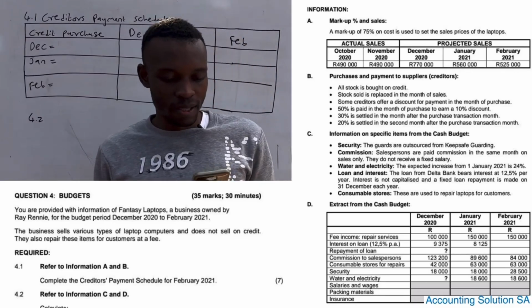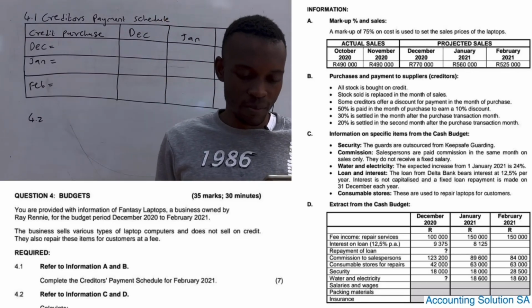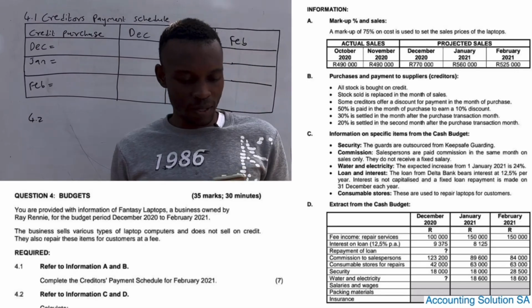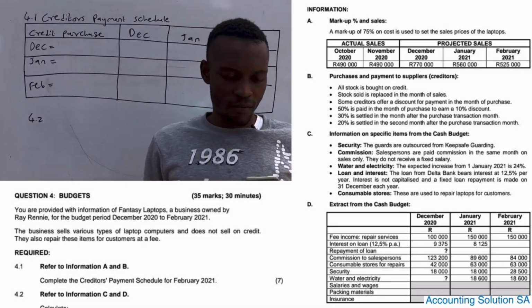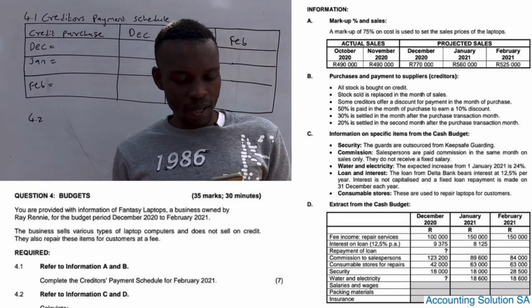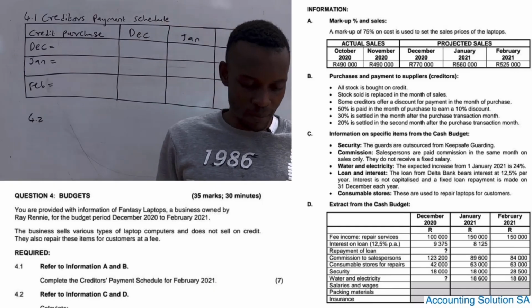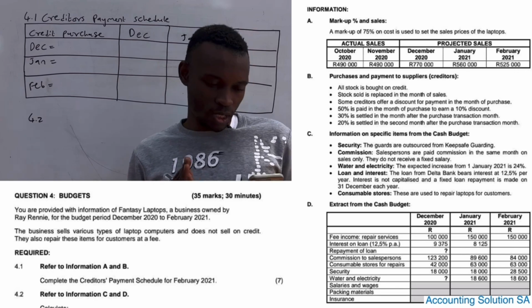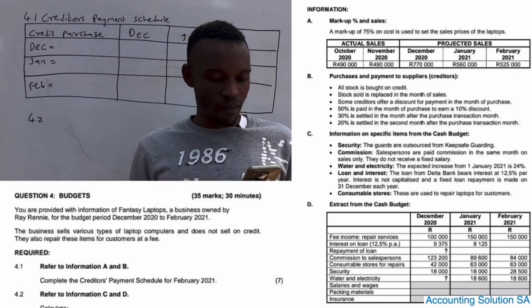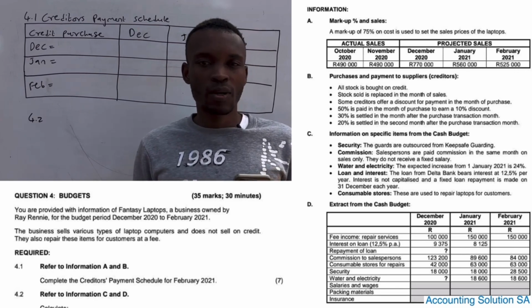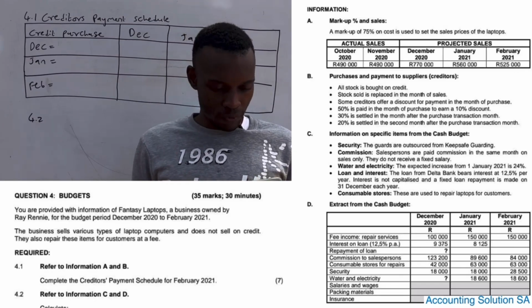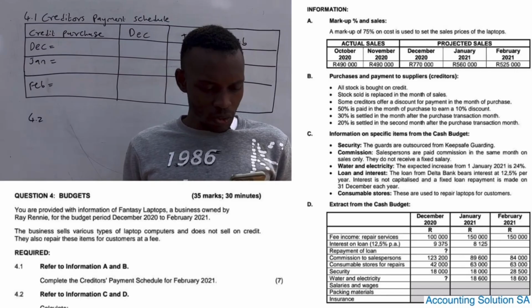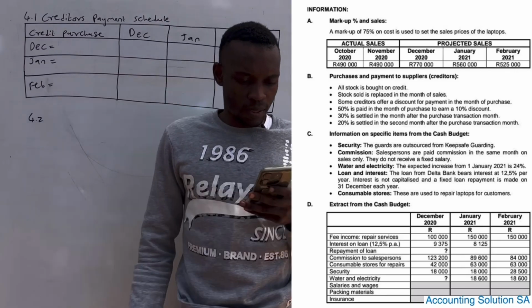and they also repair these items for customers at a fee. Okay, required 4.1. Refer to information A and B. Number 1, complete the creditors payment schedule. That's our main question, and we are also going to touch 4.2, which is related to calculations that are going to be recorded under a cash budget. Okay, let's go to information number A and B.